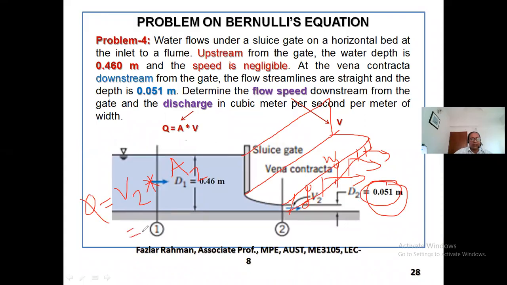So Q equal to V2 into W into Z2. Okay. Now W is not given. Then how can we figure out the Q? So you just figure out Q by W. That means how much water is flowing if the width of the gate is 1 meter. This way we figure out the flow rate. So let's solve it.